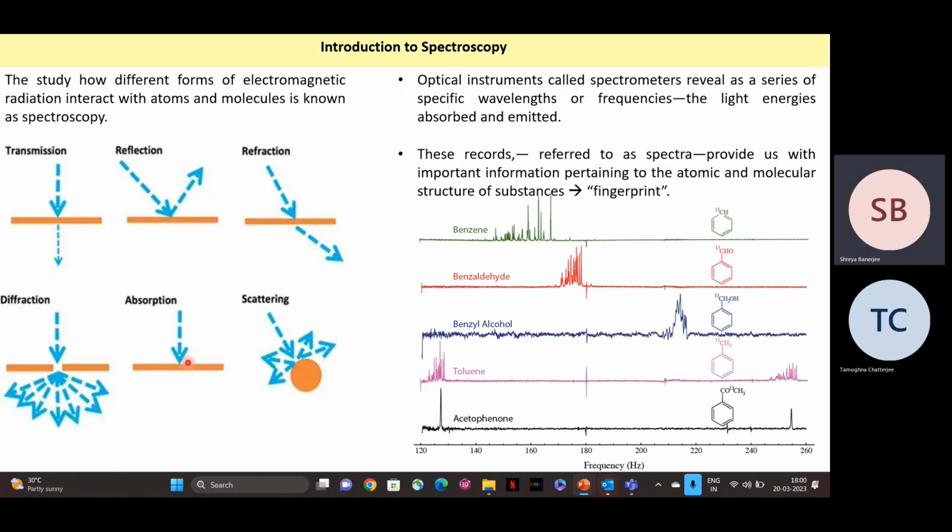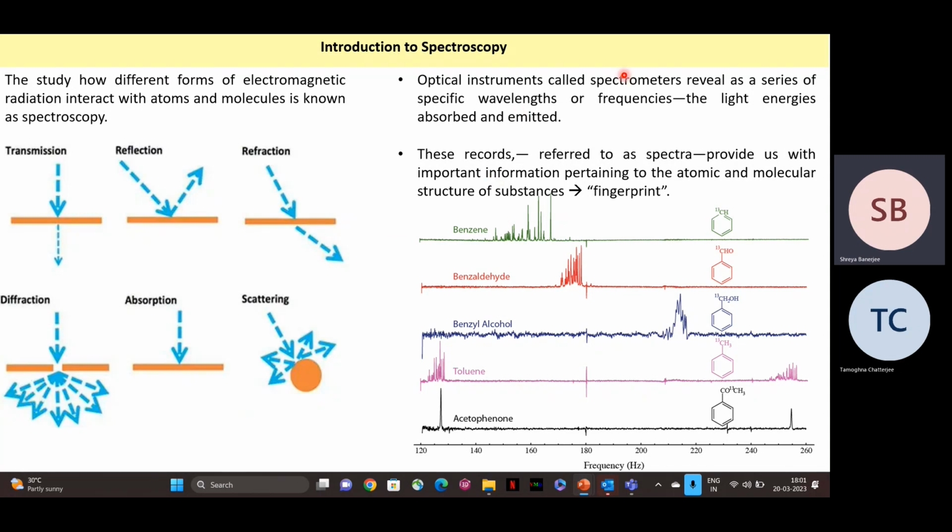Absorption is when the surface absorbs the energy of the electromagnetic radiation and can get heated up. And scattering is when it is like diffraction, but scattering is in random directions, while in diffraction, it is scattered in such a way that all the scattered waves undergo constructive interference.